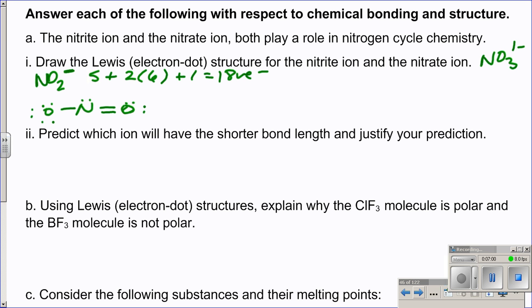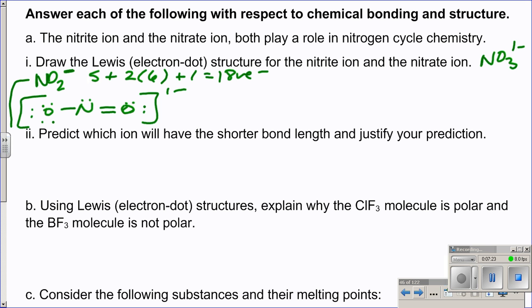Bracket. Thank you. Bracket and a -1 charge, because overall it's got a -1. Okay. Nitrite. Now, I chose to put the double bond on the right side. You could have equally done it on the left side, correct?